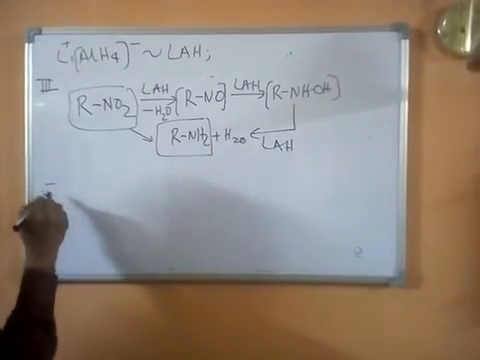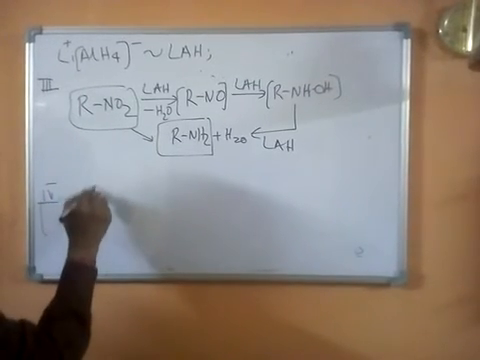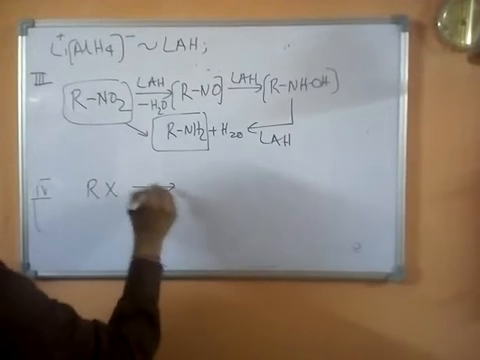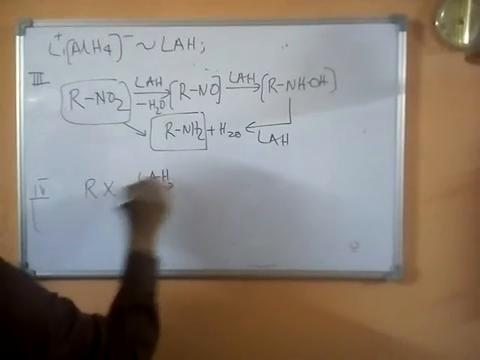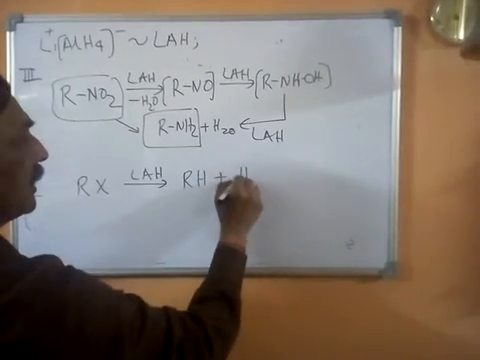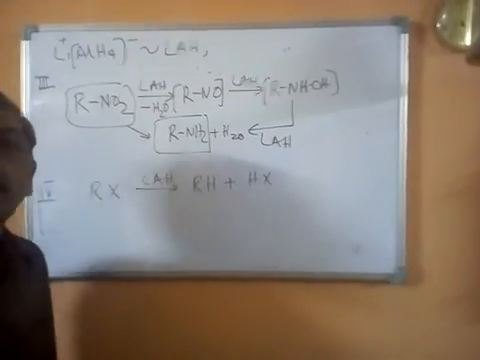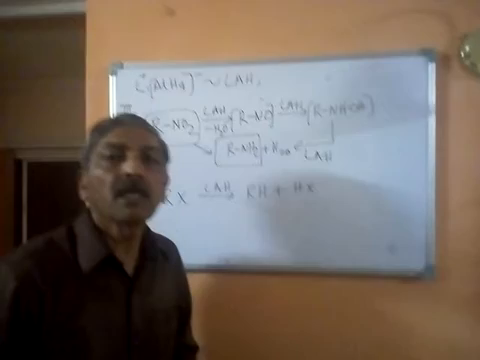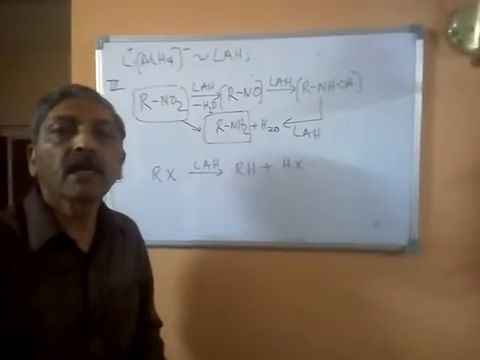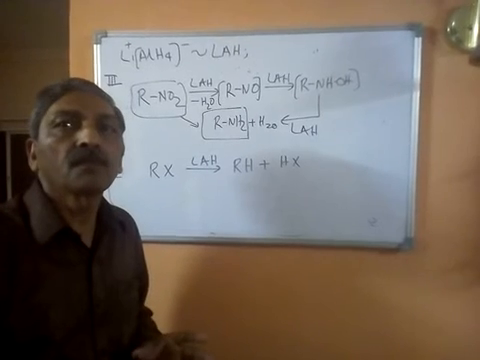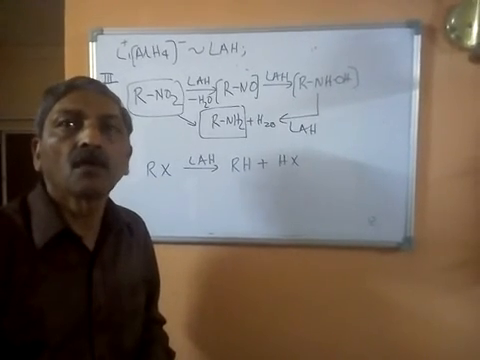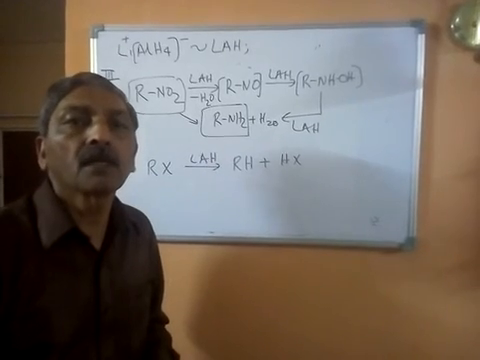Finally, lithium aluminum hydride can also reduce the alkyl halides, and this is a simple reaction wherein you form the alkane and HX correspondingly. So friends, these are some of the important reduction reactions using lithium aluminum hydride, and most of these reactions are quite important and are useful for your purpose. Let's stop here for a moment.